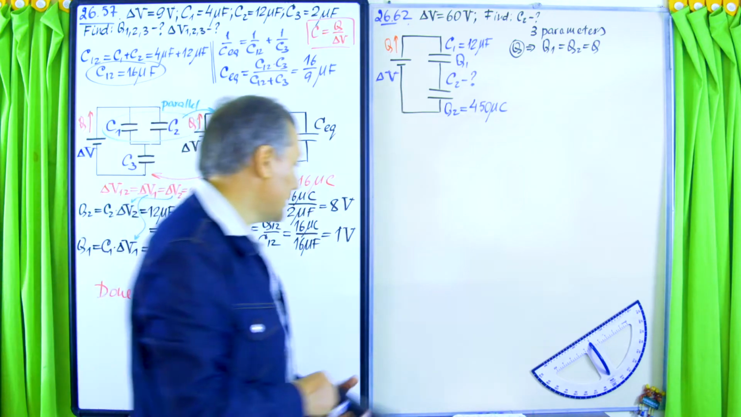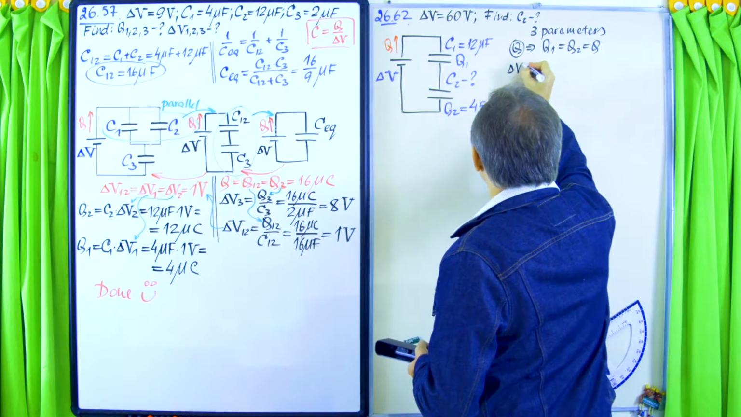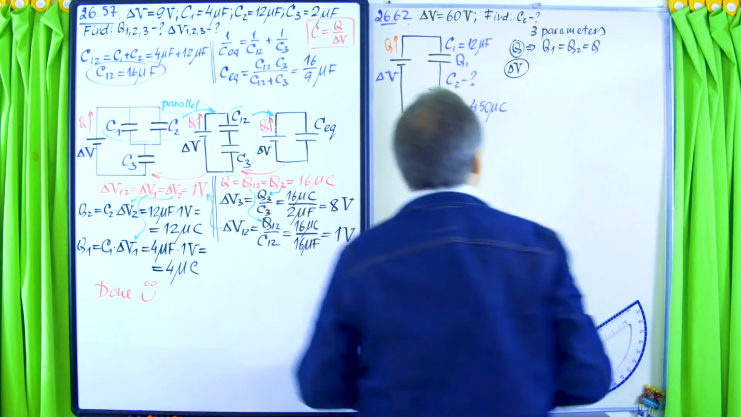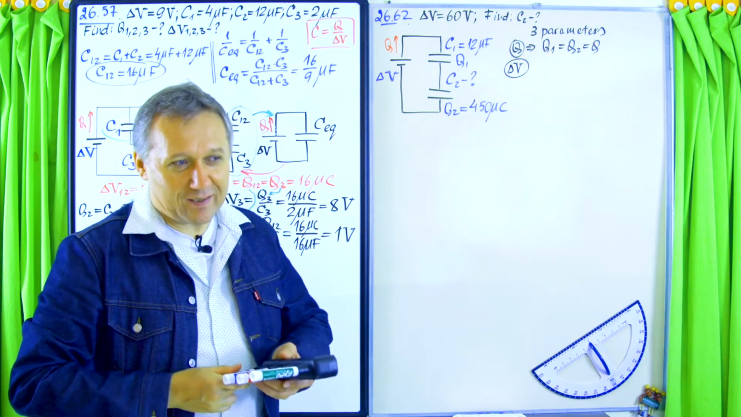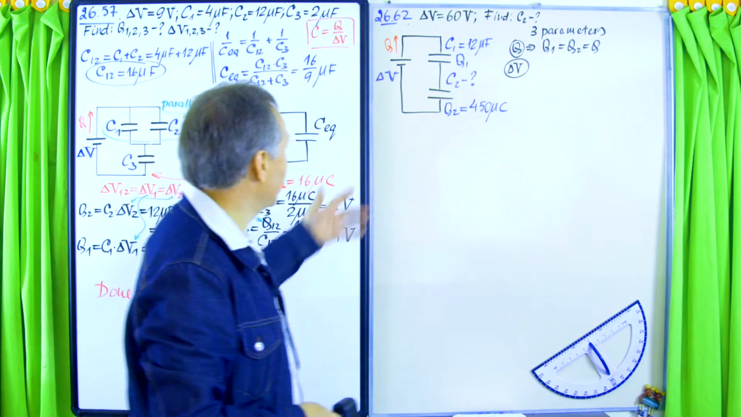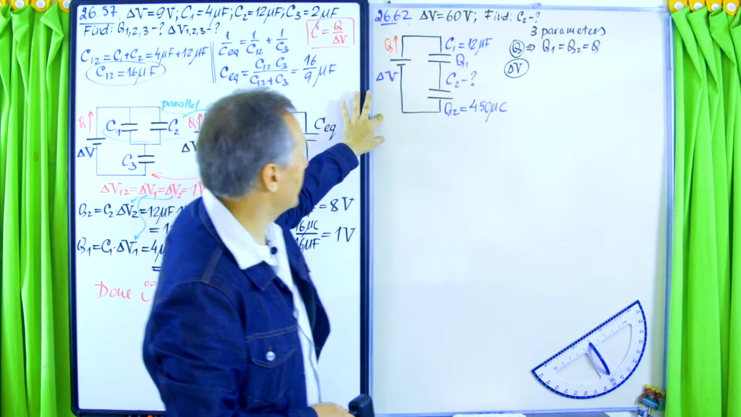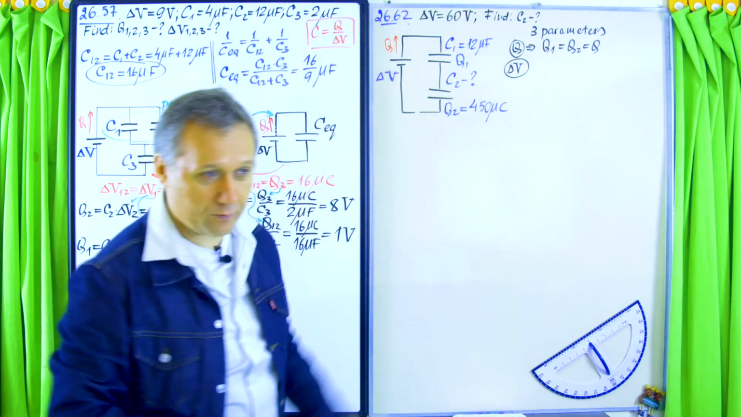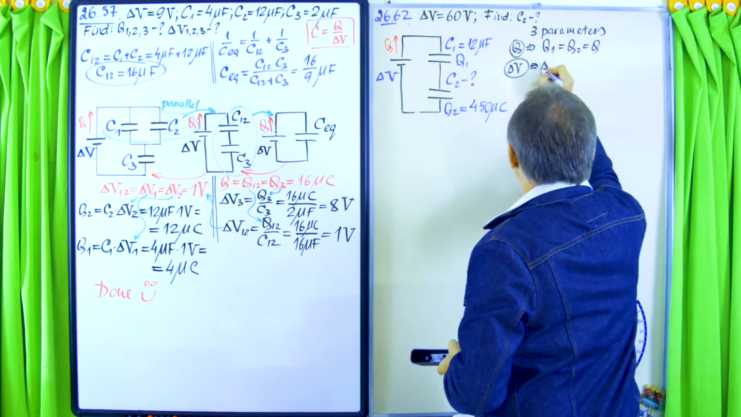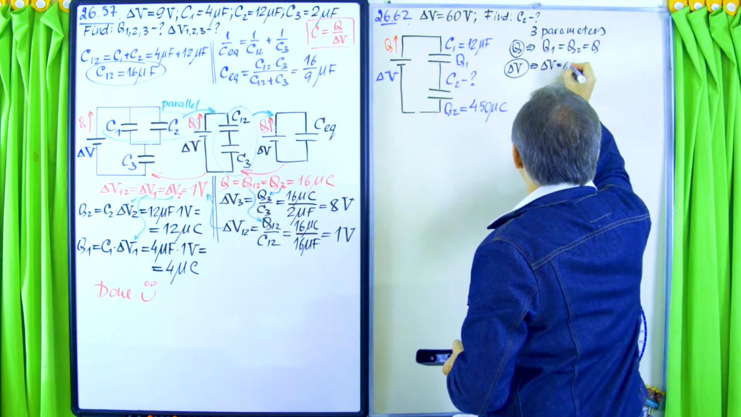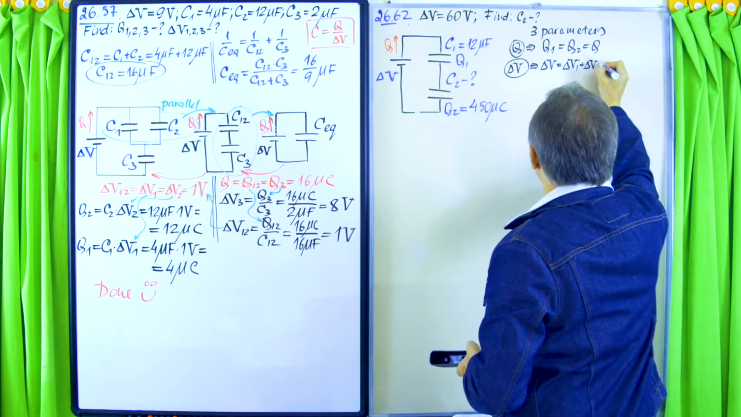Now, next one, let's write everything that we can about delta V, potential difference. That should be simple. Again, it's a slide which we discussed before we started solving problems. Delta V, the total voltage drop across the whole circuit, must be equal to delta V1 plus delta V2. So I can write this: delta V equals delta V1 plus delta V2.